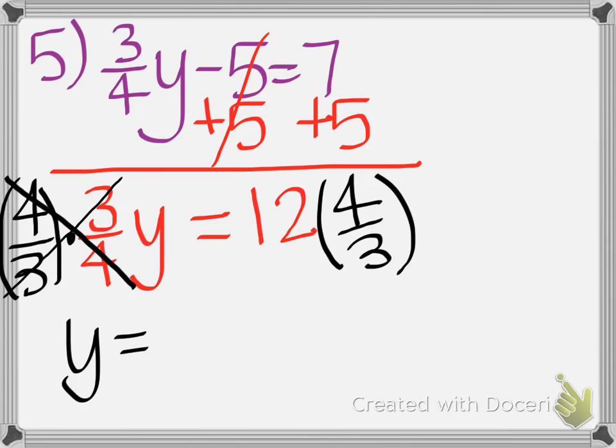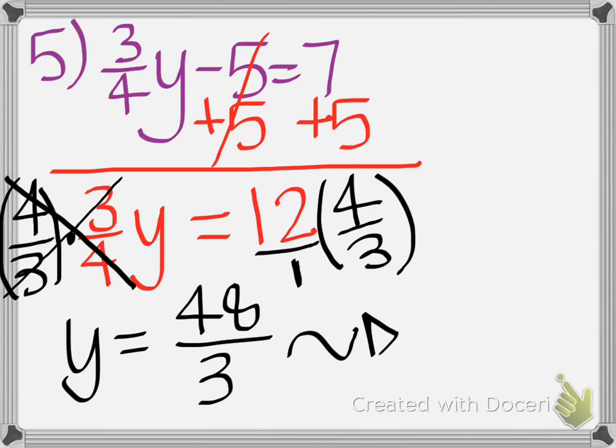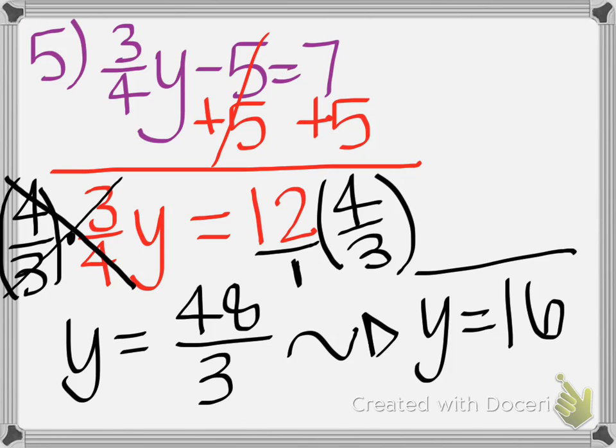And so look at my right side now. If you want to, you can write this one down at the bottom here, and then multiply across. So 12 times 4 is 48. And 1 times 3 is just 3. So now I want to divide 48 by 3. How many times does 3 go into 48? It's just 16 times. So, y equals 16 is going to be your answer.